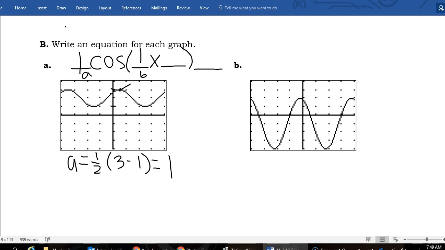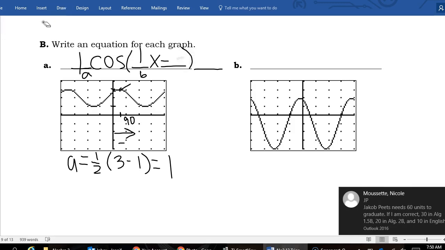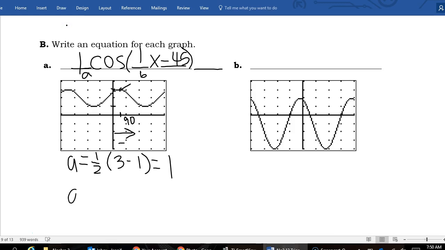We're going to slide it over. So normally my cosine's right at 0. This cosine went here. And I'm going to estimate because I know that this mark is 90. So it looks like it's a little bit further than 90, or maybe right in the middle. I think it looks like it's right in the middle. So I'm going to go with 45 degrees. It did go to the right, so it's going to be a minus. Oh, not 90, 45. And then finally, the D is sliding it up. So we need my max point minus my amplitude.